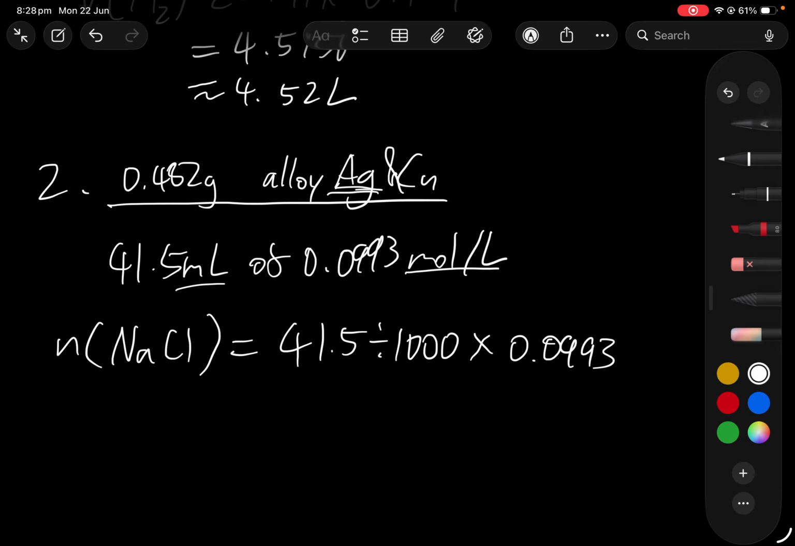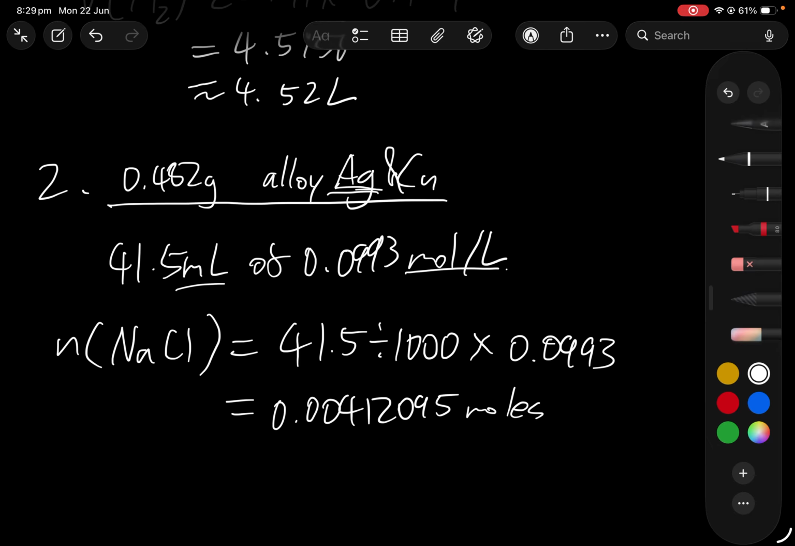So we found that this equals moles per liter, and if we move the liters to this side, it will obviously become the number of moles. So that is equal to 41.5 divided by 1,000 times 0.0993. I think that's right. That becomes 0.00412095 moles.